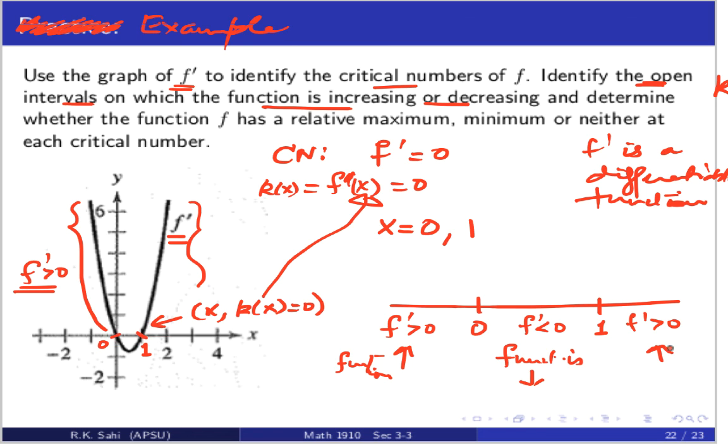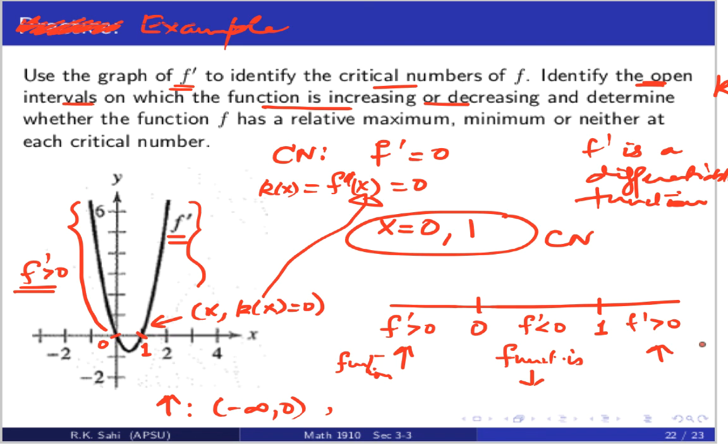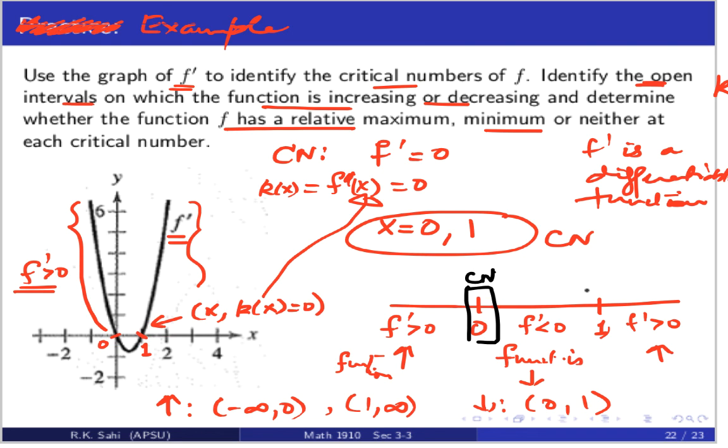So we already have our critical numbers. We found the critical numbers. Now for the open intervals where the function is increasing or decreasing: the function is increasing from negative infinity to 0 and from 1 to infinity. Where is the function decreasing? From 0 to 1. Now let's look at whether the function has a relative maxima or minima. There are two critical numbers, so let's do the normal thing we do. As this is a critical number, I make my little box, a rectangle, and enclose it.